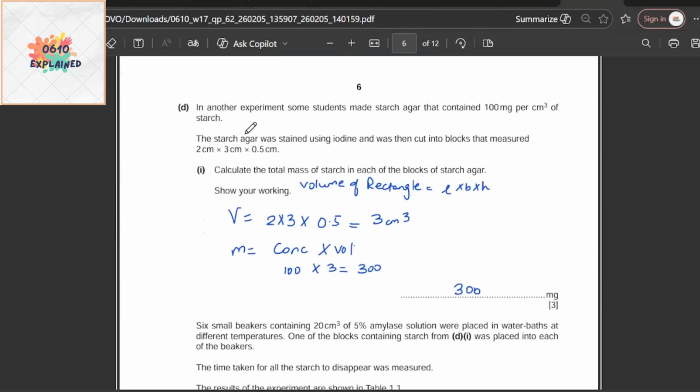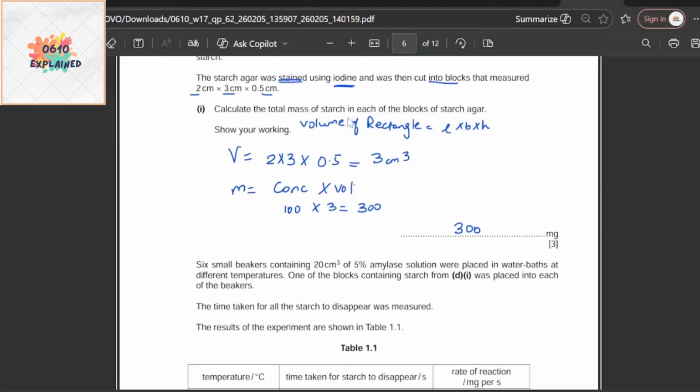Next question. In another experiment, some students made starch agar that contained 100 milligrams per cm cube of starch. The starch agar was stained using iodine and then cut into blocks that measure 2 by 3 by 0.5 centimeters. Calculate the total mass of starch in each of the blocks of starch agar and show your working.